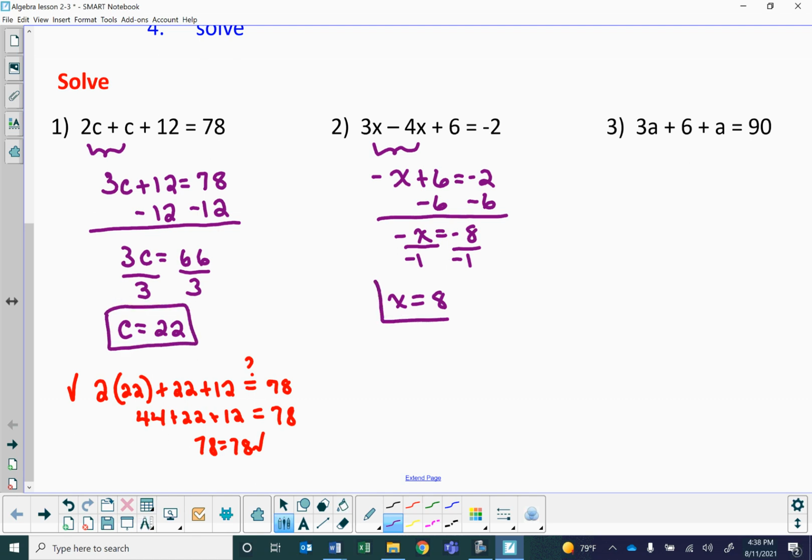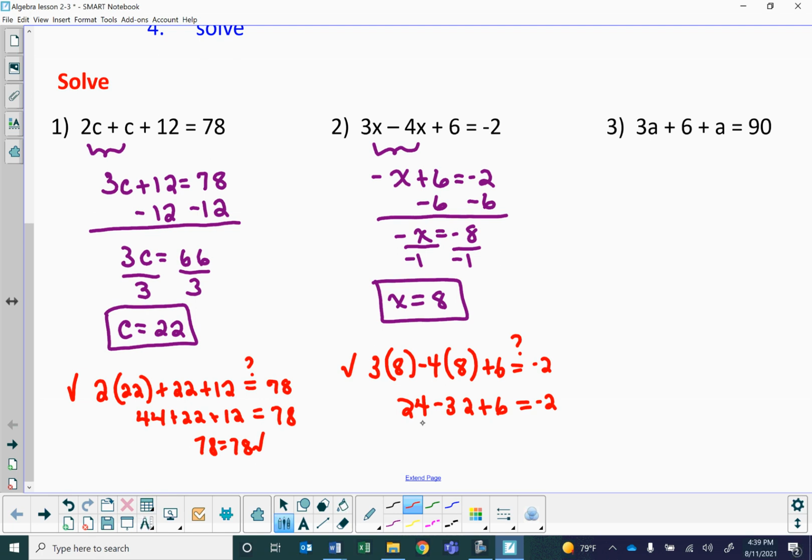So I will check that to make sure that I am correct. So 3 times 8 minus 4 times 8 plus 6 is supposed to equal negative 2. So 24 minus 32 plus 6 is supposed to equal negative 2. Well, 24 minus 32 is negative 8. Negative 8 plus 6 is indeed negative 2, so that checks. Lost my negative sign. There we go.